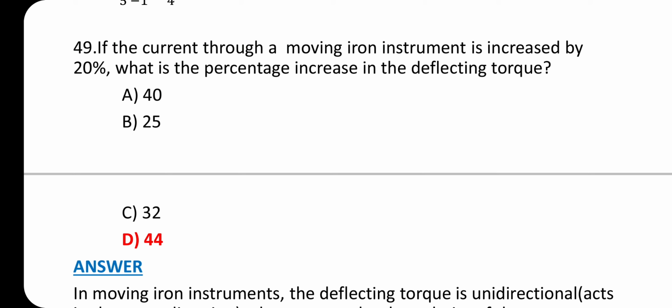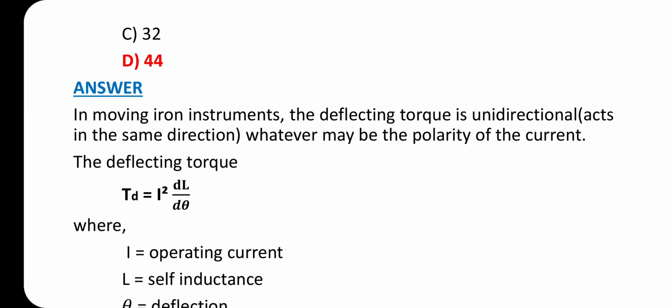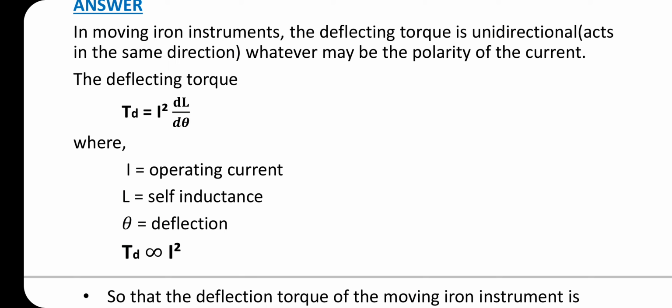49. If the current through a moving iron instrument is increased by 20%, what is the percentage increase in the deflecting torque? Answer is option D, 44. In moving iron instruments, the deflecting torque is unidirectional and acts in the same direction whatever the polarity of the current. The deflecting torque T_D equal to I square dL by d theta, where I is the operating current, L is the self-inductance, and theta is the deflection.